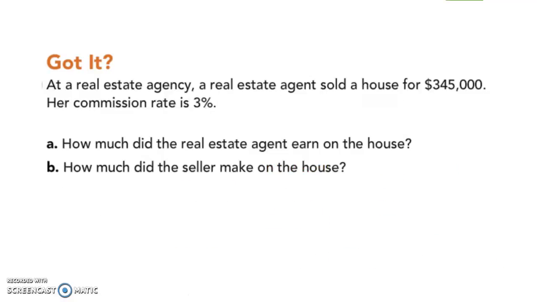At a real estate agency, a real estate agent sold a house for $345,000 and her commission rate is 3%. So I want you to hit pause again, same process. We're going to find the amount of the commission, 3% of $345,000, and then we'll figure out how much the seller actually made on the house when we take that commission away from the sale of the home. Try this one on your own, hit pause. When you're ready to check your work, hit play.